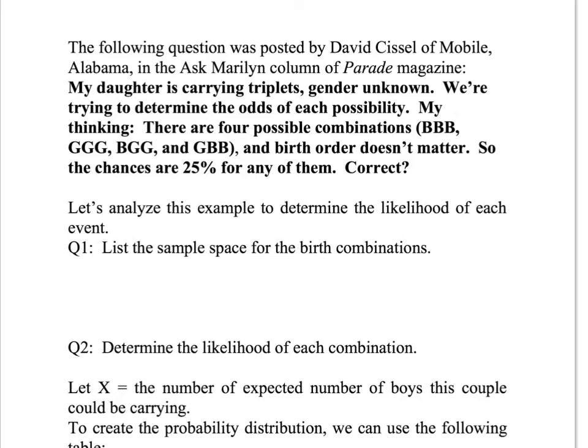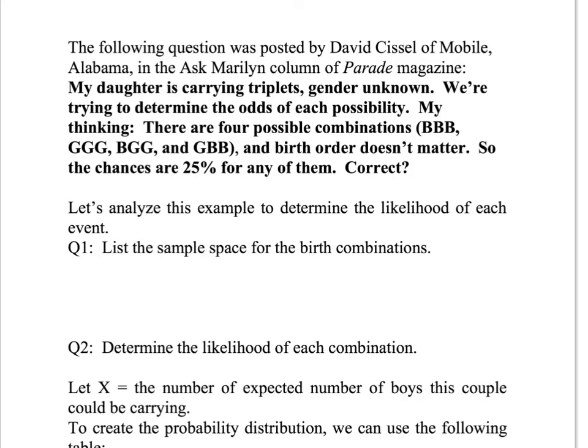So what is the sample space for the birth combinations? In other words, in how many possible ways could these births occur? One of the first mistakes we'll find that David is making is that birth order actually does matter. Not all babies are born at the same time. When you are having multiples, there's definitely a baby that's born first and a baby that's born second. So birth order does matter here.